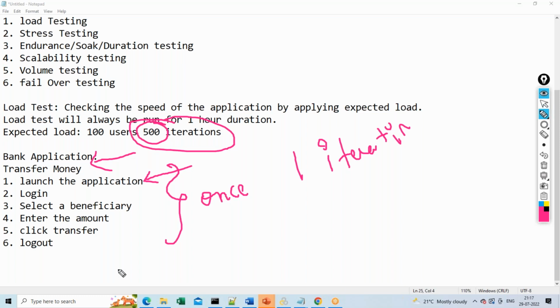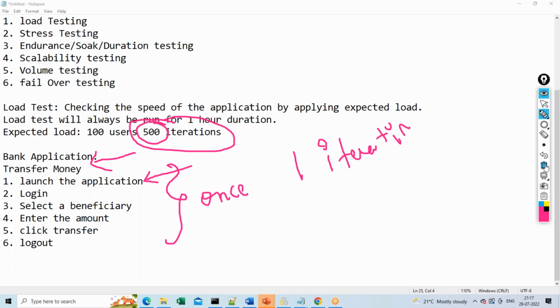For now, what you have to understand is, load test is all about checking the speed of the application by applying some load. When you say speed, it means how fast these transactions or steps are getting executed. When you run with 100 users for 1 hour of duration and achieve 500 iterations, what are the response times? How much time it has taken for launch, for login, for selecting a beneficiary. All these step times, you will get in the report.